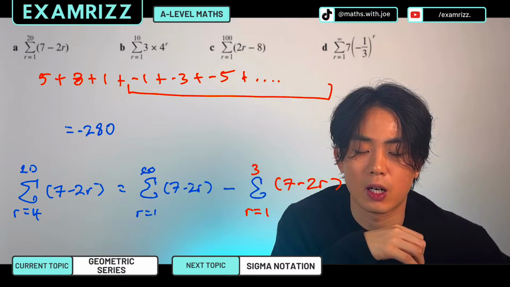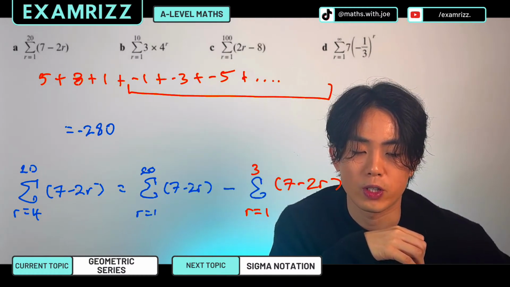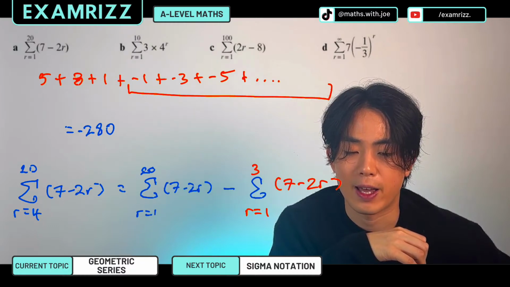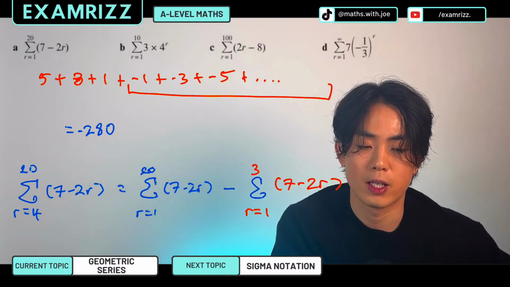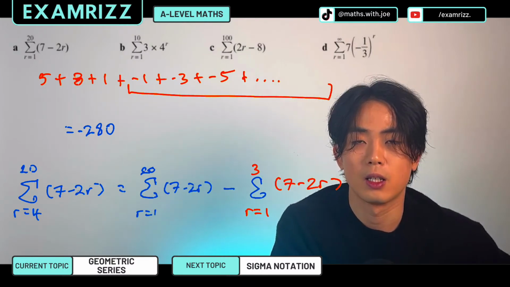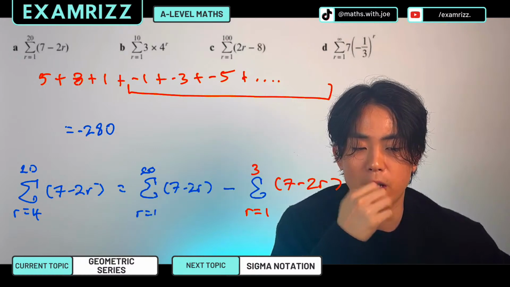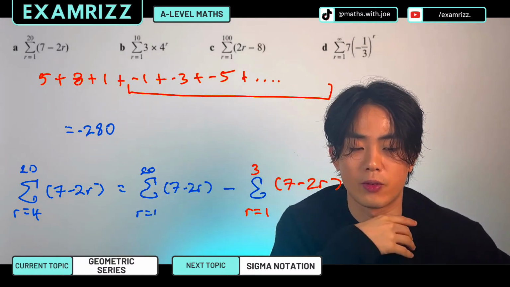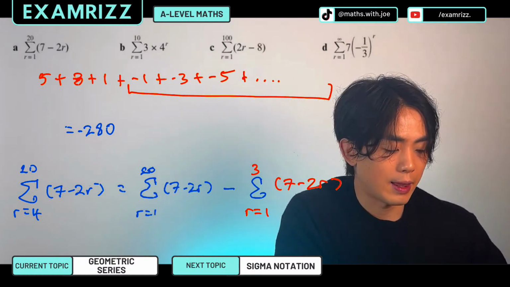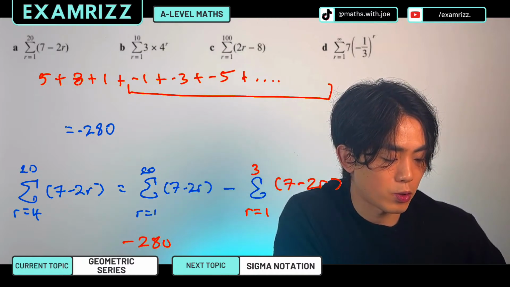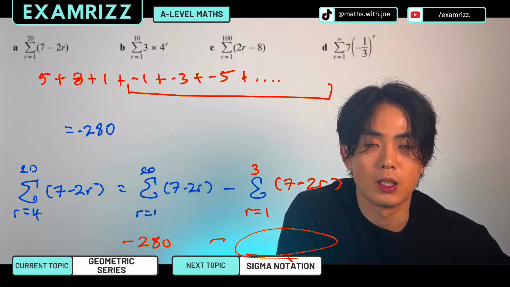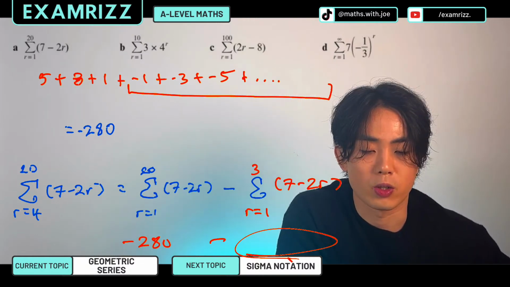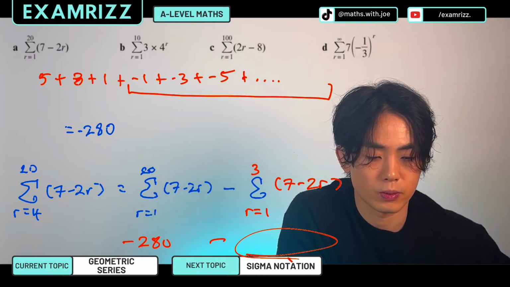So whenever it doesn't start with r is 1, all you have to do is subtract from r is 1 to n minus 1. So if this is 4, it'll be 3. If this was from r is 10 to 20, you would subtract from 1 to 9. Just make sure you understand that you have to subtract if it does not start from r is 1. And now I just do minus 280 subtracting this term here, which we can find once again if you plug it into the summation equation, or you can just simply add these up if you wanted to.